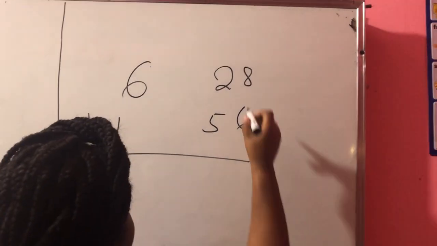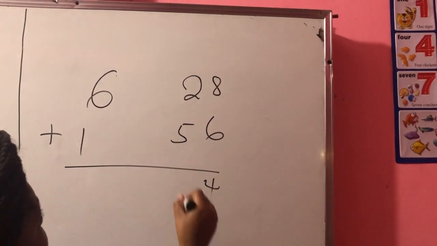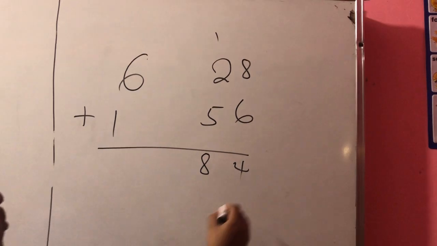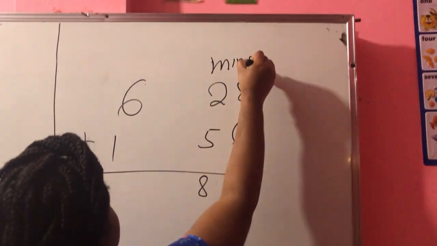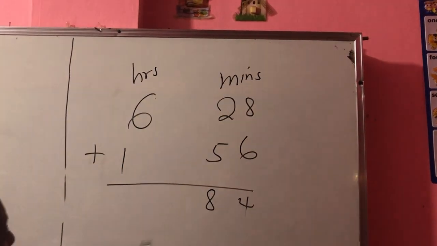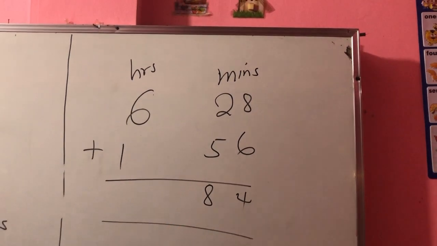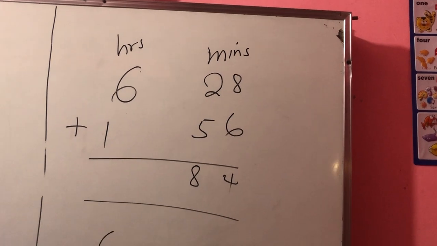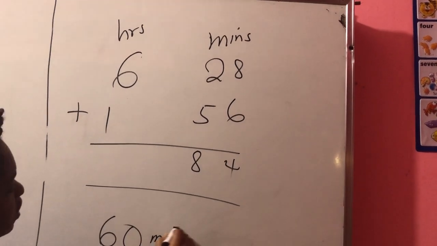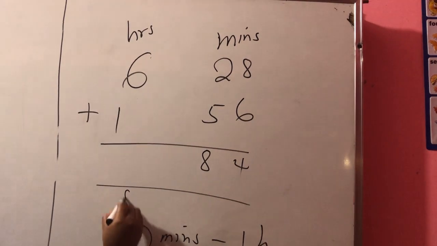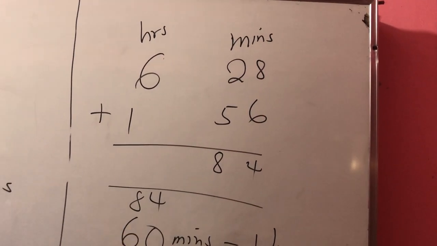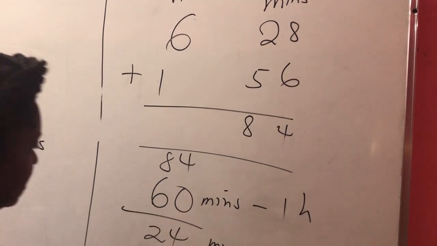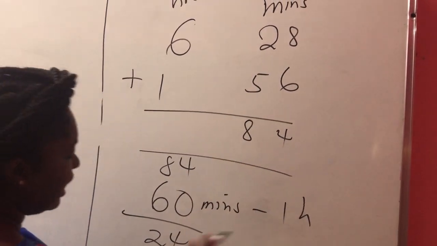Now what do we have here? 8 plus 6 is 14. We have 1, 3, and 84. This place is minutes, and this place is hours. Now, what I said, you have to first take your 60 minutes from the 84. So we can take our 60 minutes, which is equal to 1 hour. Then 84 minus 60, what do we have? 24 minutes left. So out of the 84, we have 1 hour and 24 minutes.